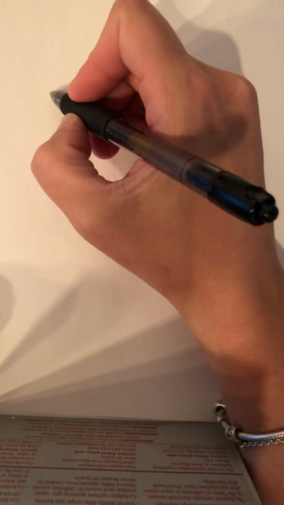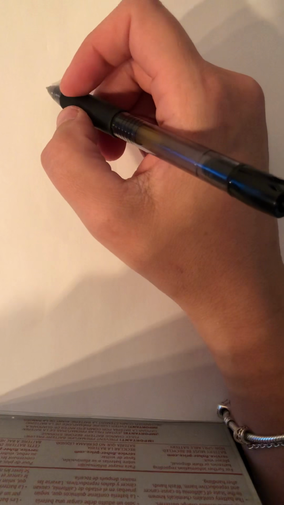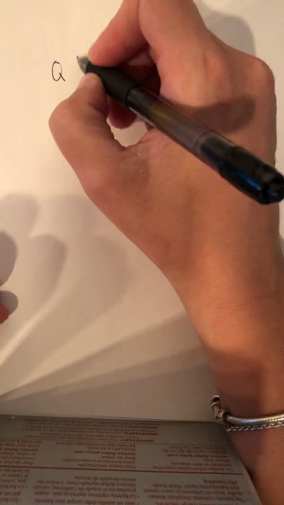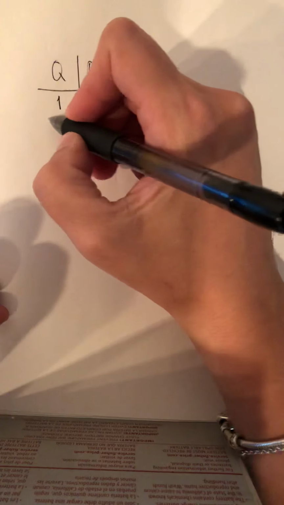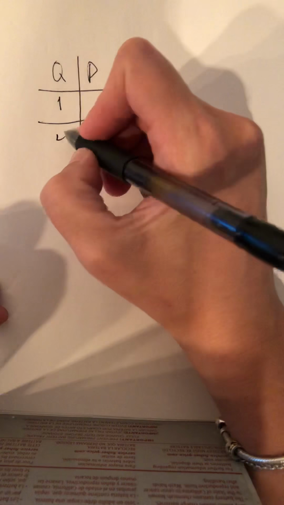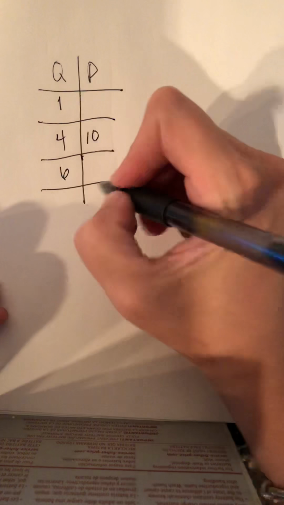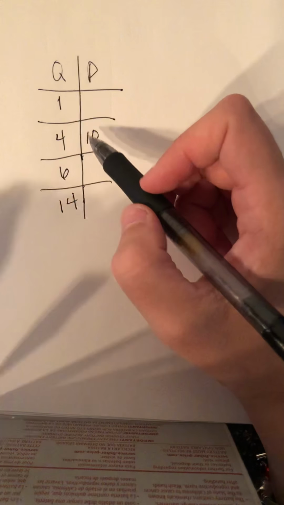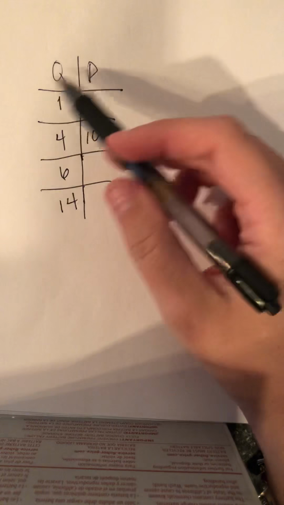This is the last part of chapter 2, unit 2, lesson 2. This is quarters and dimes. So I have a Q and a D. And then I have 1, and I have 4 and 10, and I have 6 and 14. Okay, so working with this table, most students just thought about this in money.